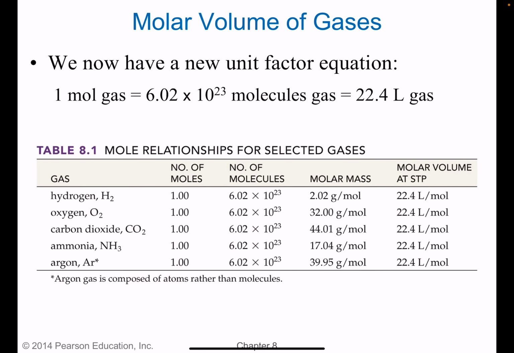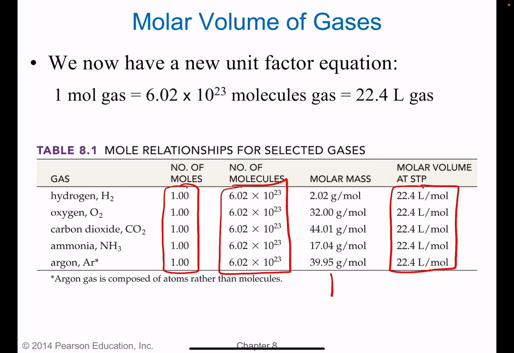So for all of these in the table, we're saying we have 1 mole, which means we have 6.022 times 10 to the 23 particles, which for all of these gases would also be 22.4 liters. But notice what's actually different for all of these is the molar mass. And the molar mass is different because these are different compounds.